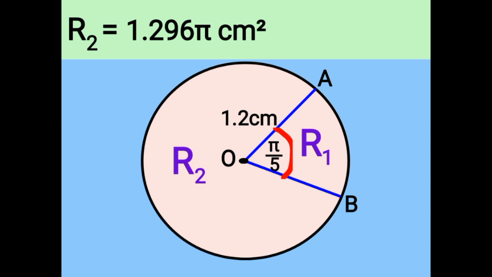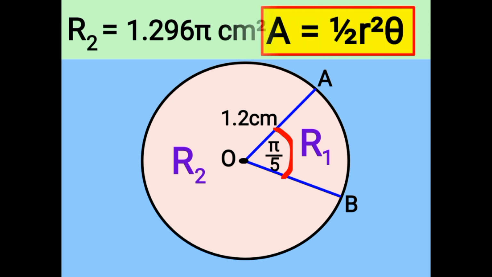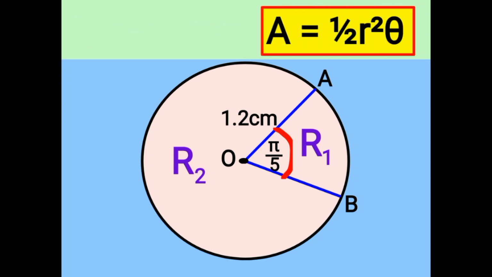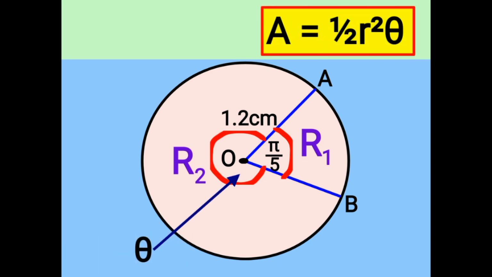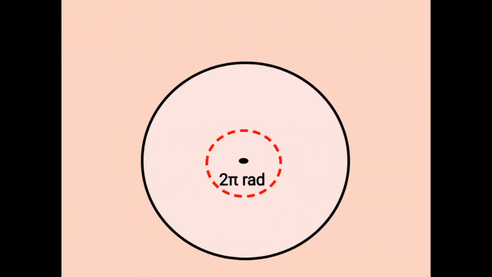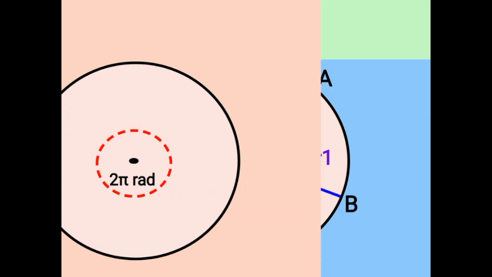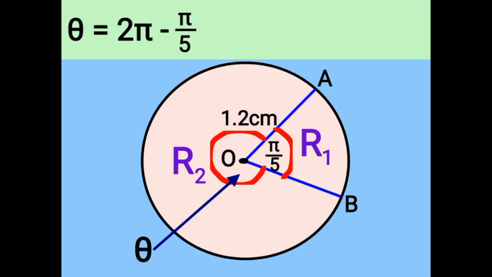Now, another way of finding the area of the major sector is by using the formula A equals half r squared theta straight away. We know the radius is 1.2 centimeters and hence r equals 1.2 centimeters. Now, when finding the area of the major sector using this formula, theta is the angle subtended by the major sector at the center of the circle. So, this is theta. Since we know a circle has an angle of 2 pi radians around the center, theta equals 2 pi minus pi over 5 equals 1.8 pi radians.